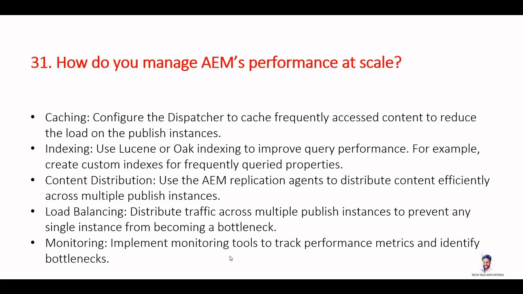Monitoring. Implement monitoring tools to track performance metrics and identify bottlenecks. For example, if you are using AWS features, AWS CloudWatch, New Relic, all these are monitoring tools to check whether your application is performing well, whether there are any health issues you need to fix, or whether the load is distributed among all the publisher servers. You also need to check everything. If there are any error issues, Splunk reports are also provided by AEM, so check the Splunk logs.